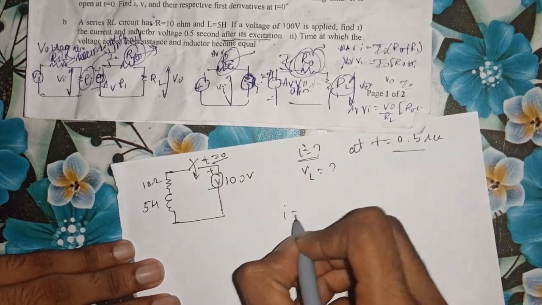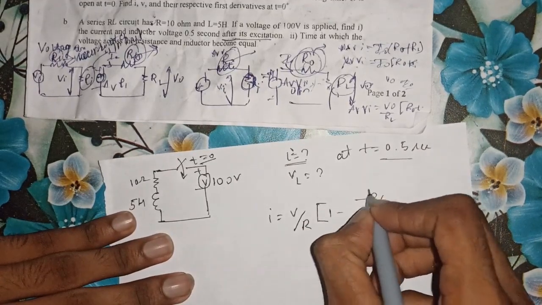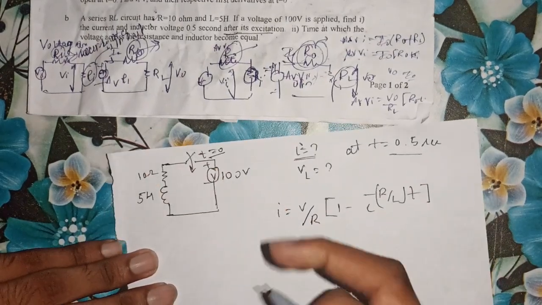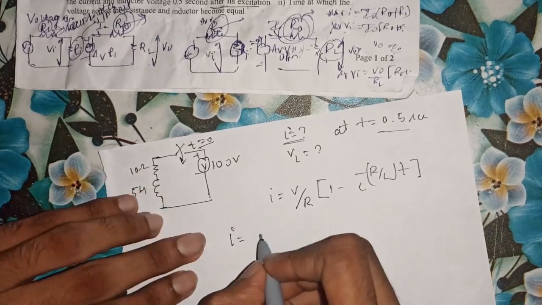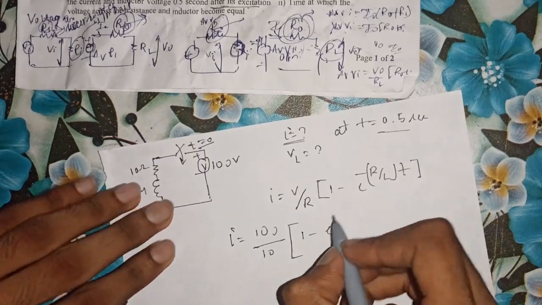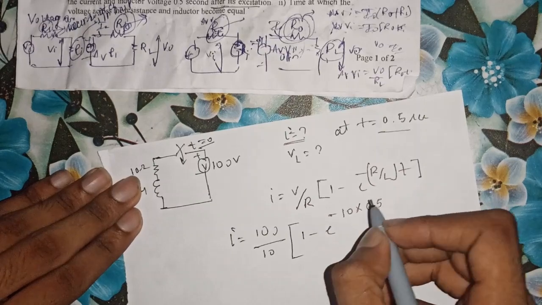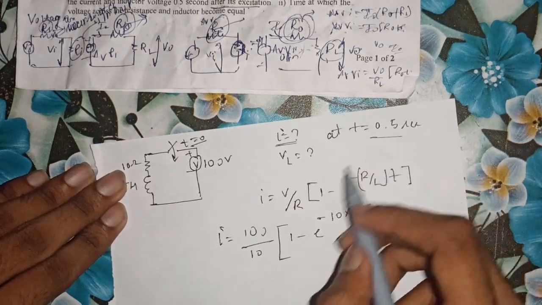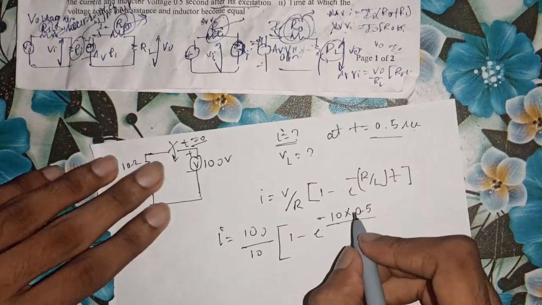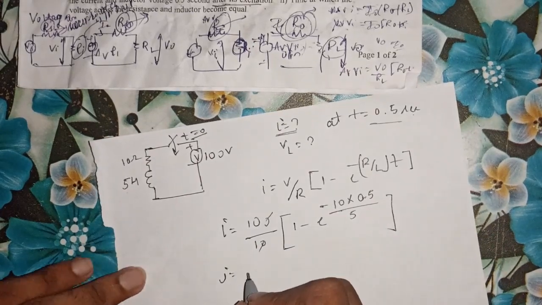So the formula, which is V by R into 1 minus e to the power of minus R by L into t. For the RL circuit with a switch, the formula of current is given by this equation. So I is equal to the value of voltage source 100 divided by resistance 10 ohm, and 1 minus e to the power of minus the resistance 10 multiplied by time of 0.5 seconds. Since you have to calculate the value of current at 0.5 seconds, make sure that the value of time is in seconds and the value of inductance is 5 Henry.